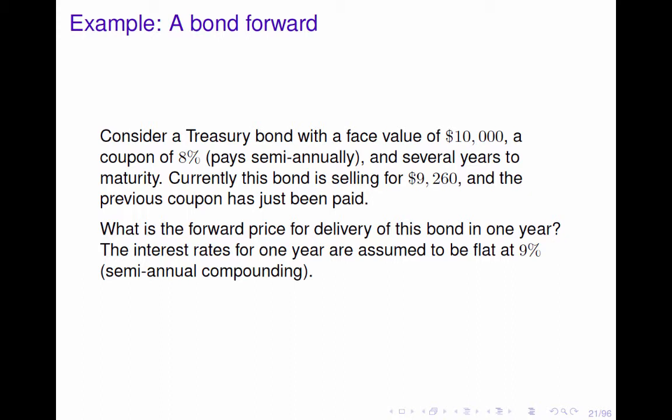Another typical example of asset with income is treasury bond. Assume a treasury bond with face value $10,000. A coupon of 8% paid semi-annually is currently selling at $9,260, where the previous coupon has just been paid. If the interest rate is 9% per annum with semi-annual compounding, what is the 1-year forward price of this bond?